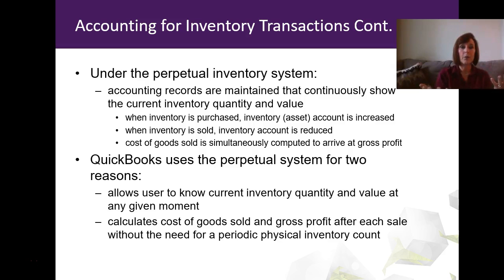I don't want to not have my inventory updated till the end of the month and just hope that the stuff that I'm selling to customers as the month goes on is actually still in my warehouse. So QuickBooks feels similar to me in that they want to have the accurate quantity of inventory reflected in real time. And we also want to know what our gross profit is at any point in time without having to go out and do a physical count of our inventory in the warehouse.